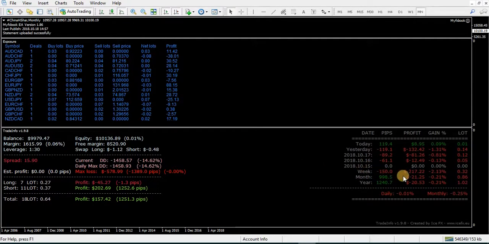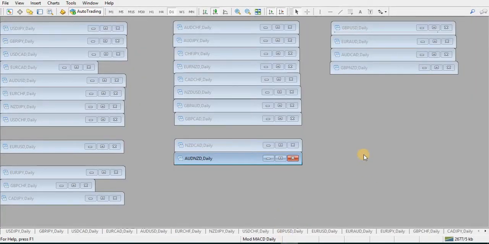So you can see where we're at. A lot of red there, don't like that. Now there's all our open trades. You can always pause this video, like I say, and have a read of all this stuff. But we're still going alright. Still in front, so that's the main thing. Let's go back and have a look at the Mod MACD.